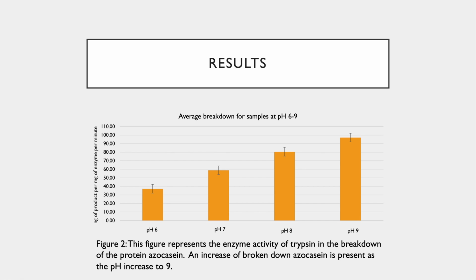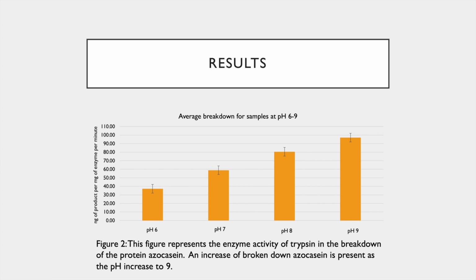If we look at the data set of pH 7 and pH 8, the standard deviations do not overlap, which proves that these two data sets are statistically different. If we look at the data sets of pH 8 and pH 9, the standard deviations do not overlap, which proves that these data sets are also statistically different.